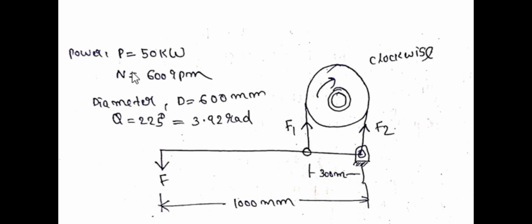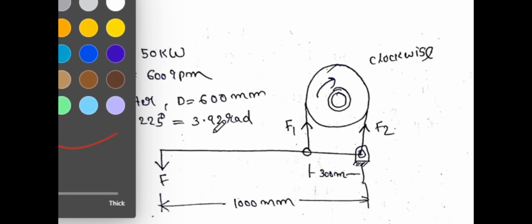These are all the given conditions. We have power 50 kilowatt, RPM 600, and the diameter of the drum. The angle of contact theta has to be converted into radian. We cannot solve using degrees; we have to convert into radian in order to solve the problem.